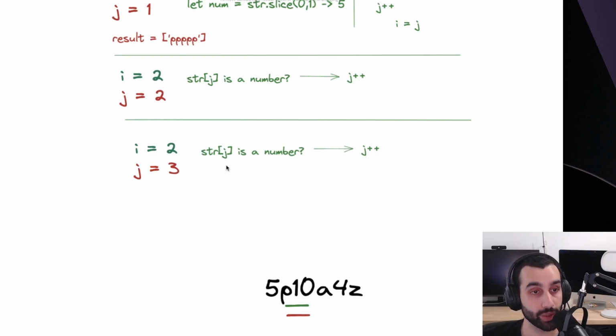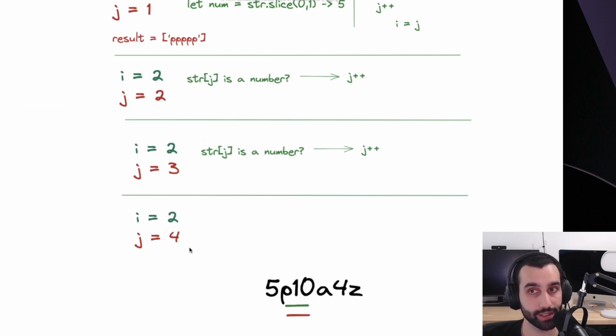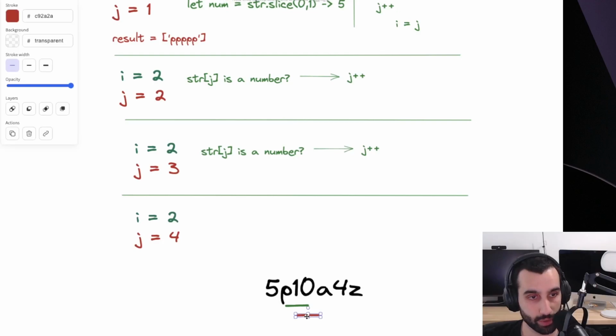Now, is string of 3 a number? String of 3 is 0, 1, 2, 3, is 0. Is 0 a number? Yes, 0 is a number. So again, what do we do when we see a number? We increment j. Let's do this one more time. Now j is equal to 4, and i is still at 2. Since i is 2 and j is 4, we're going to move j ahead to the 4th position.